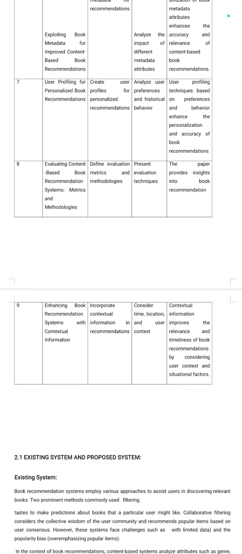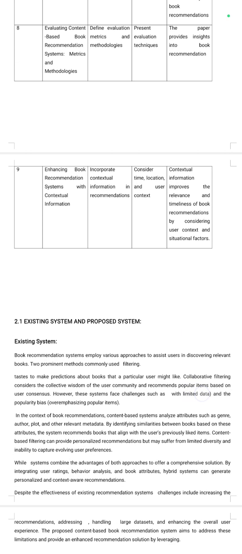Next is enhancing book recommendation systems with contextual information. Incorporating contextual information in recommendation, considering time, location, and user context. Conclusion is contextual information improves the relevance and timeliness of book recommendation by considering user contextual and situational factors.